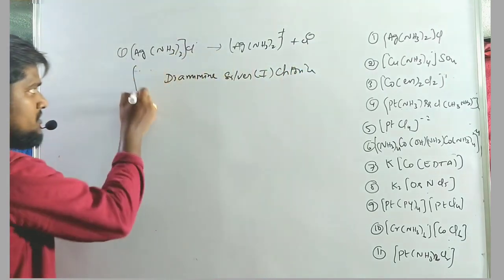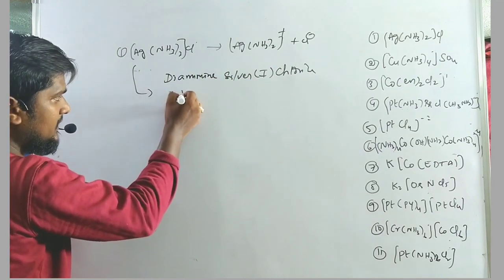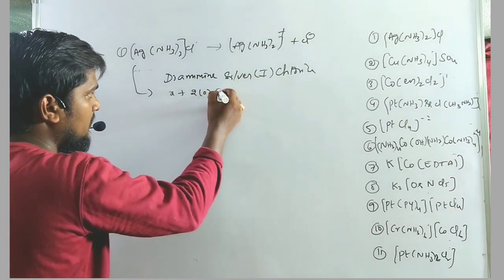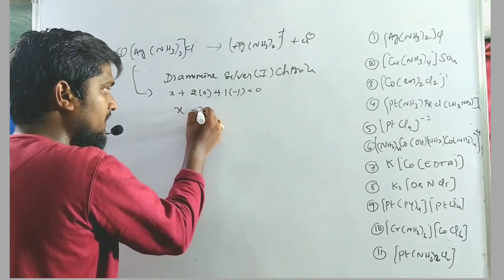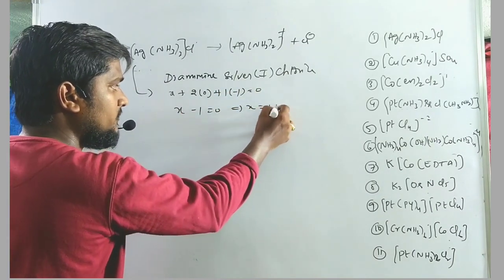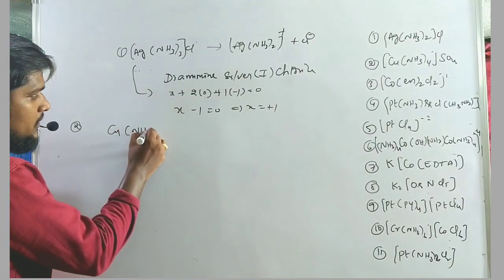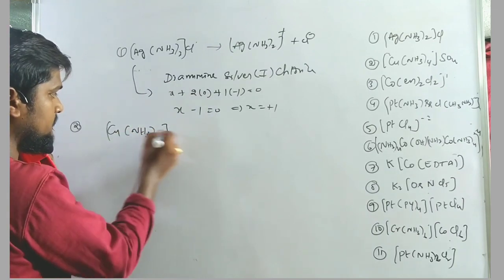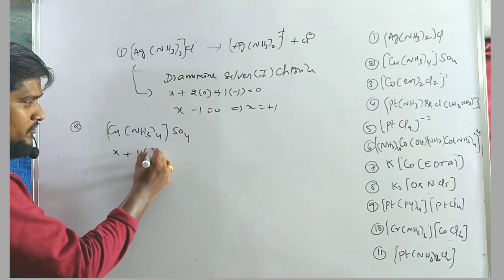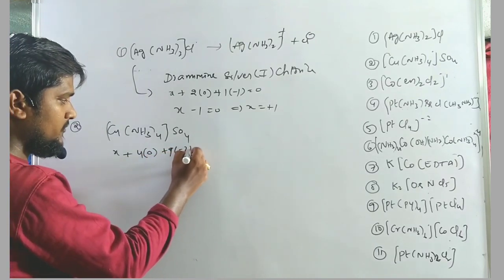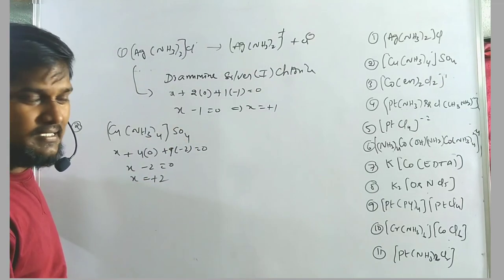So simply, the oxidation state of the metal silver: x plus 2 into 0 plus 1 into minus 1 is equal to 0, x minus 1 is equal to 0, then x is equal to plus 1. This is the oxidation state of the first one. Now this second one is [Cu(NH3)4]SO4. Generally the oxidation state is x plus 4 into 0 plus 1 into minus 2 is equal to 0, x minus 2 is equal to 0, x is equal to plus 2.